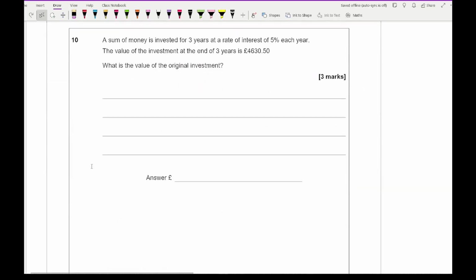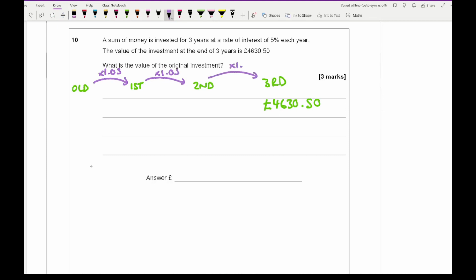Then moving on to question 10, it says that a sum of money is invested for 3 years at a rate of 5% each year. The value of the investment at the end of the 3 years is 4,630.50 pence. What is the value of the original investment? So for this, we start off with the original, or the old price. Then we've got the first year, then we've got the second year, and then we've got the third year. Now in the third year, it's 4630.50. And for every single year, we're increasing by 5%. So it's going to be multiplied by 1.05. So multiplied by 1.05, multiplied by 1.05.